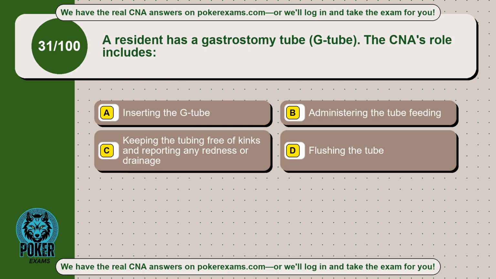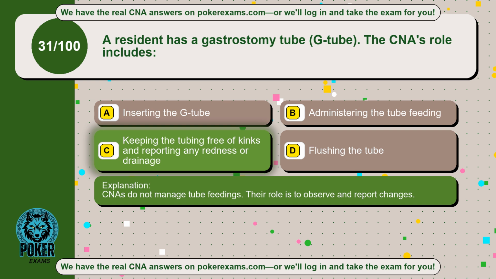Question 31. A resident has a gastrostomy tube, G tube. The CNA's role includes Option A, inserting the G tube. Option B, administering the tube feeding. Option C, keeping the tubing free of kinks and reporting any redness or drainage. Option D, flushing the tube. The correct answer is option C, keeping the tubing free of kinks and reporting any redness or drainage. CNAs do not manage tube feedings. Their role is to observe and report changes.